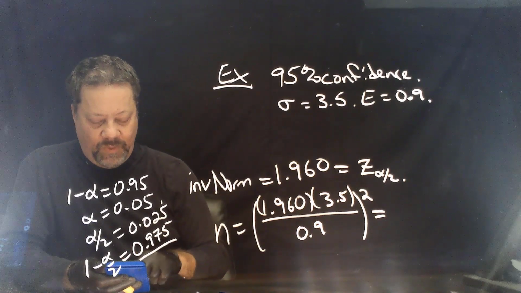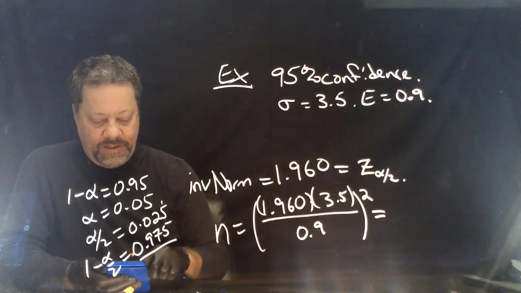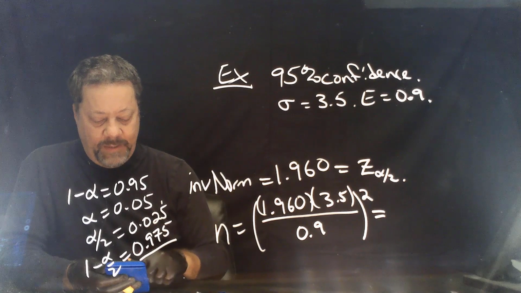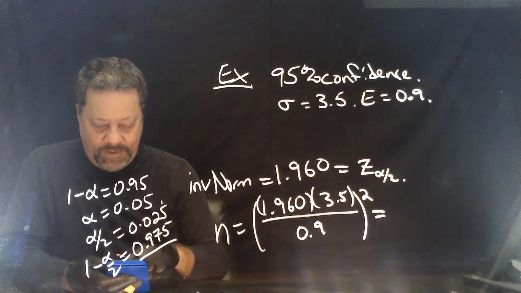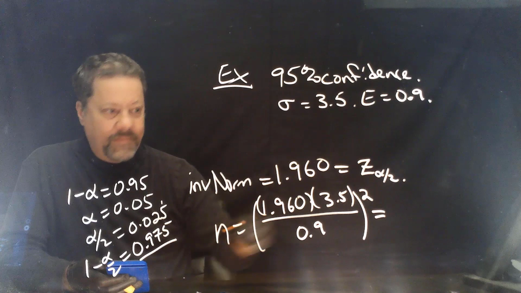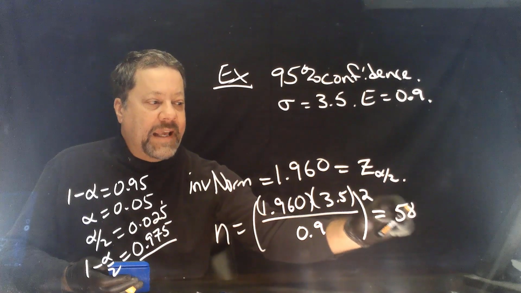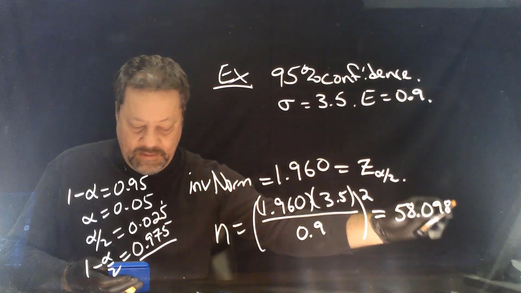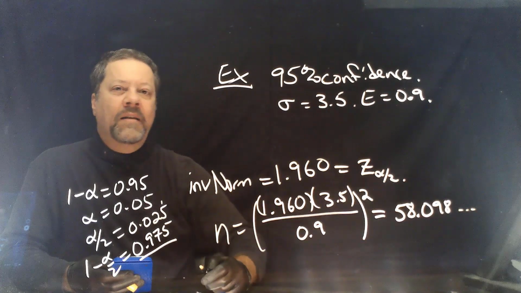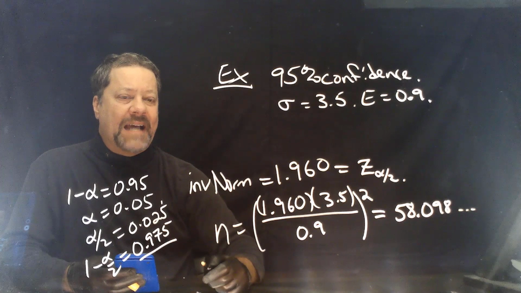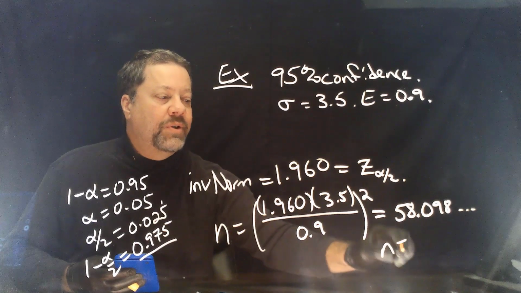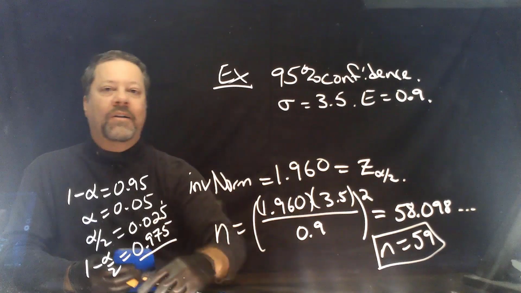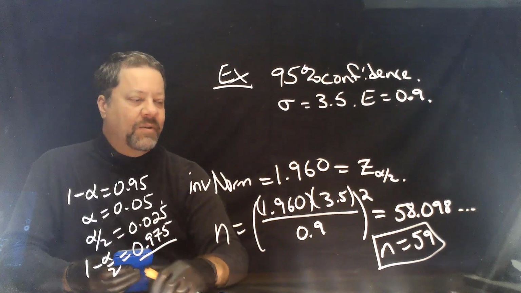So I'm getting 1.960 times 3.5 divided by 0.9 and then squared. This gives me 58.098 and so on. Remember, you never round these down. We will choose 59. No matter how close that is to 58, we'll always bump it up.